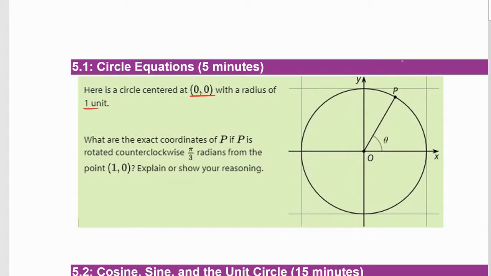What they want you to do is try to find the exact coordinate of P, if it starts at (1, 0) but then is rotated counterclockwise of pi thirds radians. So go ahead and try to find the exact. Last lesson we did the approximation. They want exact. So how do we do that?